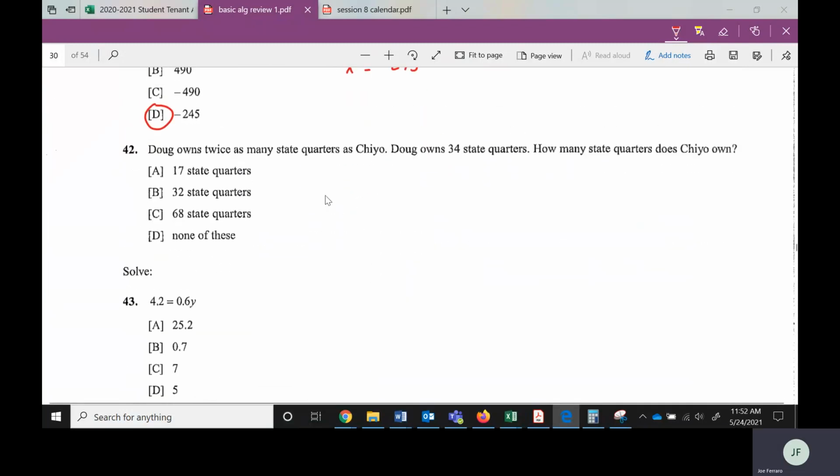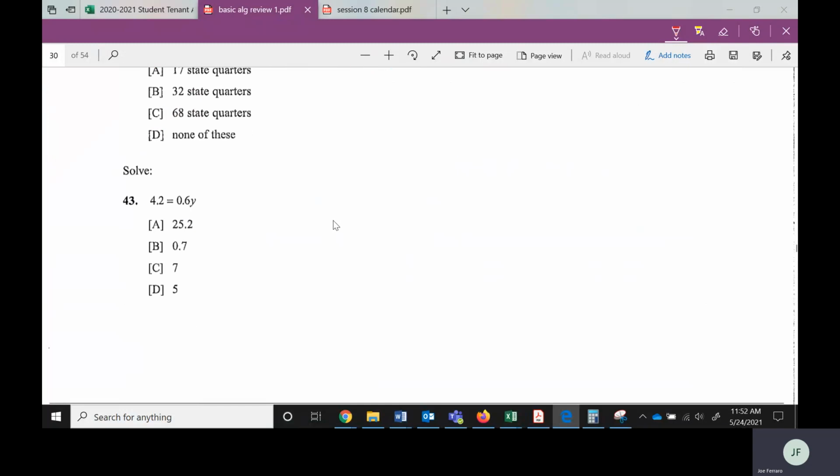Next, we're going to skip this word problem for now. We're going to go to 43. So there's decimals involved, but especially since I say you can use calculators, it isn't going to be a big deal. You'll notice I don't put the zeros in front of a decimal. You can, it doesn't matter. .6 is the same as 0.6.